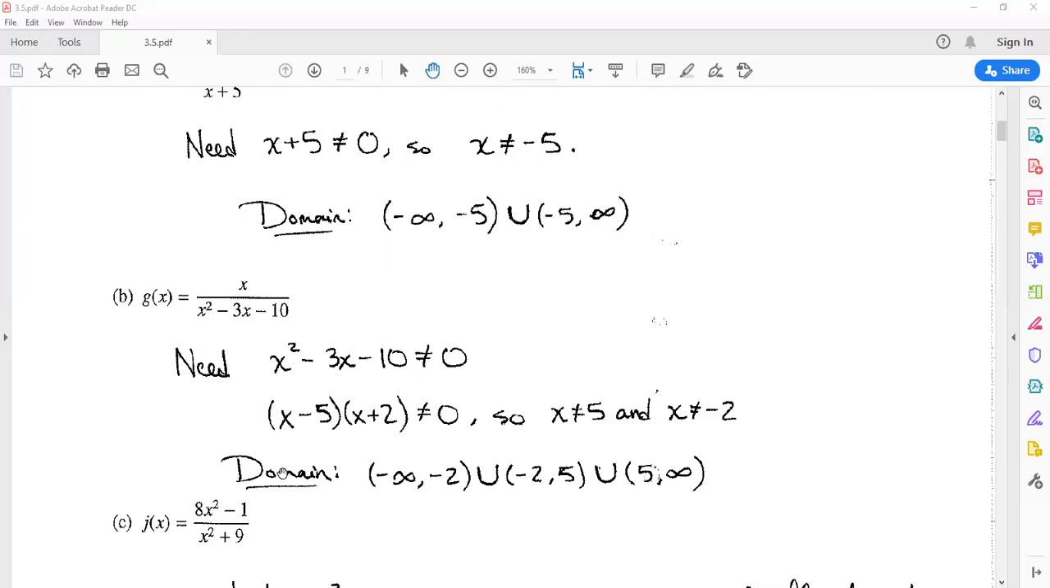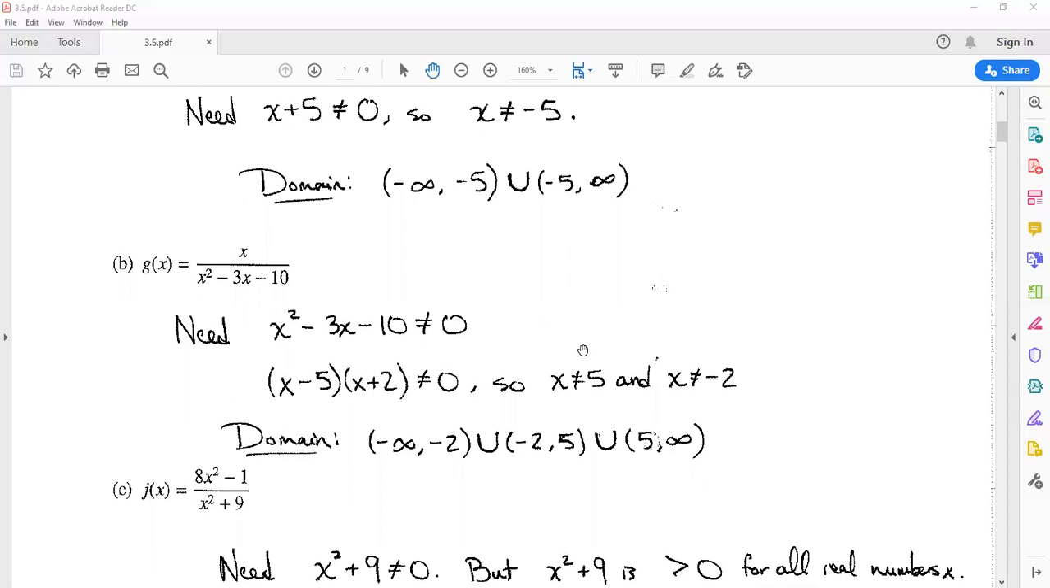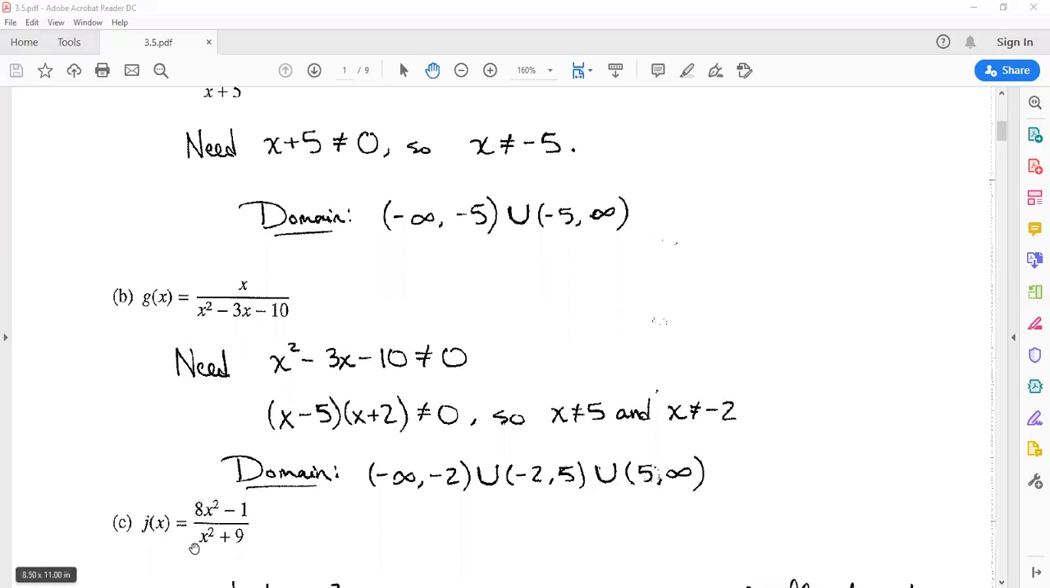So if we wanted to write the domain for this one in interval notation, we only need 3 intervals to take the union of. We'll have the interval from minus infinity to minus 2, union with the interval from minus 2 to 5, union with the interval from 5 to infinity. That's very nice. Okay, now how about this last one?